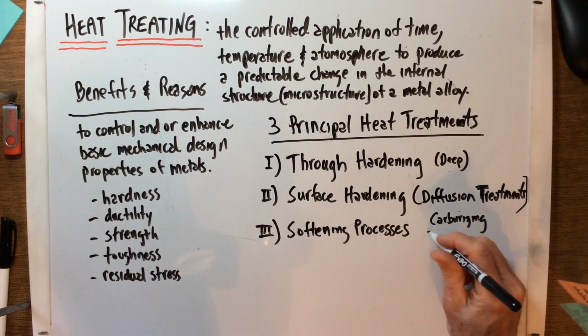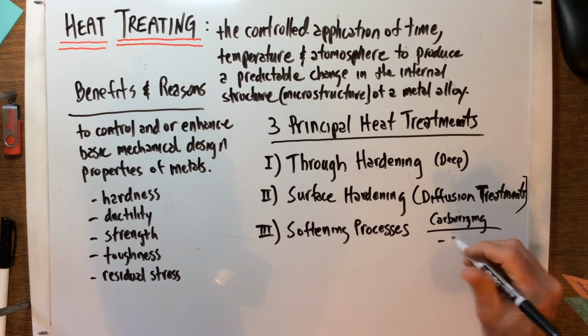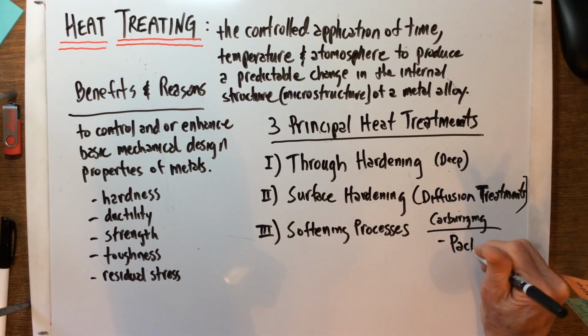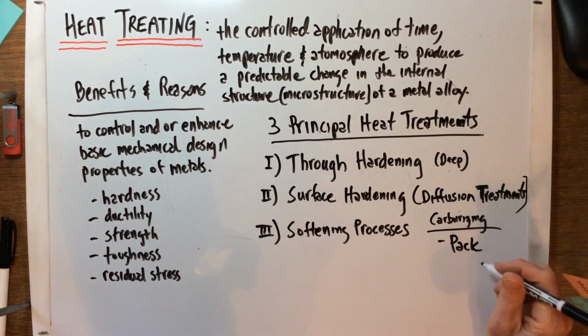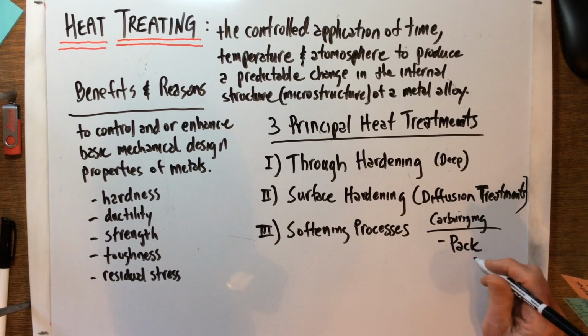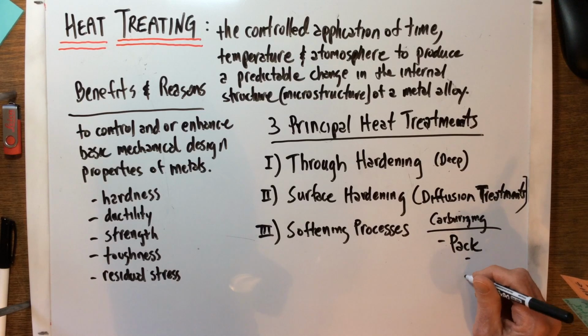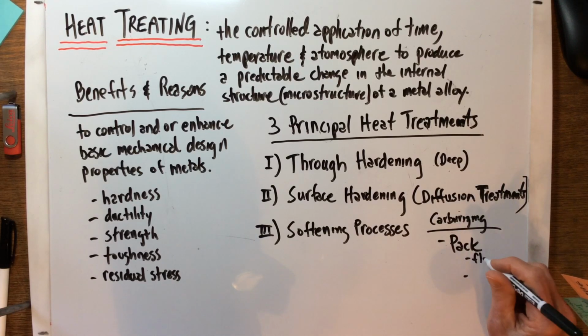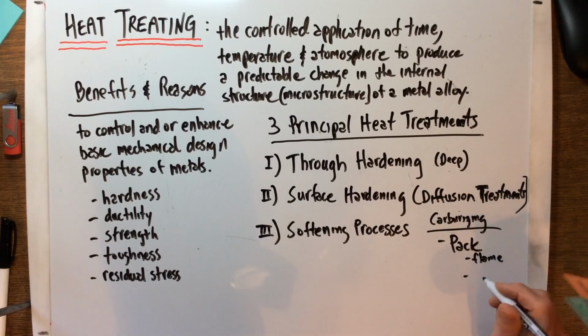All right. And under these, we have a couple of examples. There's something called pack carburizing, and the pack carburizing can be broken down further as to what kind of heat we're using. We can either use a flame, usually an oxyacetylene type of flame, or we can do it with a gas, and this gas would be something like nitriding or carbonitriding. So we can do it two different ways.